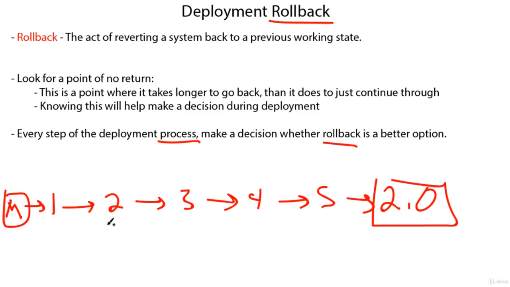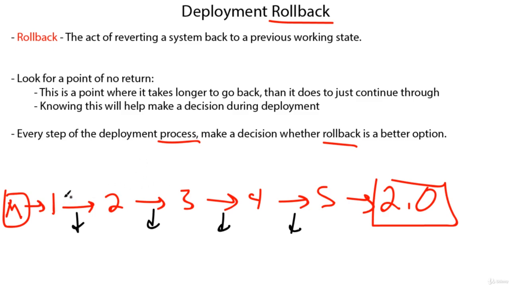So what we're trying to figure out is, at each one of these steps, what are the ways that we can turn back? What are the decisions that we need to make on whether we should continue onwards or turn back? Let's say that our point of no return is at step 3, right after step 3. And the reason that this is important to know is that this is the point where it takes longer to go back than it does to just continue through.